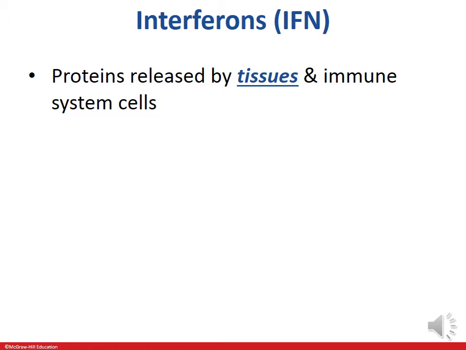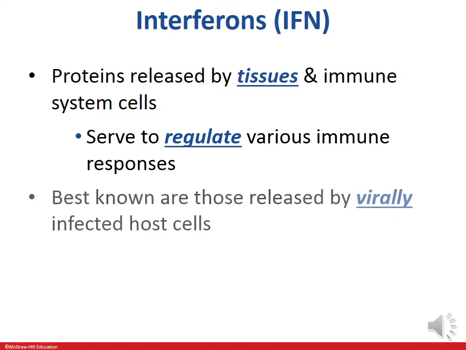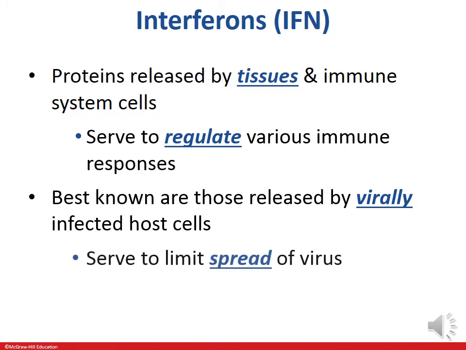So one of the antimicrobial proteins we're going to talk about are the interferons. And this is a large family of chemical messengers that are released by our tissues and even some of the immune system cells. And their job is to basically regulate the immune response. And so the ones we're going to talk about specifically are those that are released by our tissue cells when they are infected by a virus. And so their job is essentially to limit the spread of the virus. They don't actually kill the virus. Of course, viruses aren't technically alive or dead, but all they can do is interfere with the viral replication, which is how they get their name.